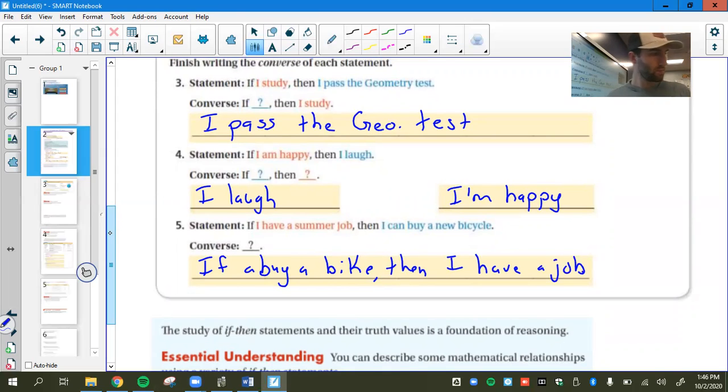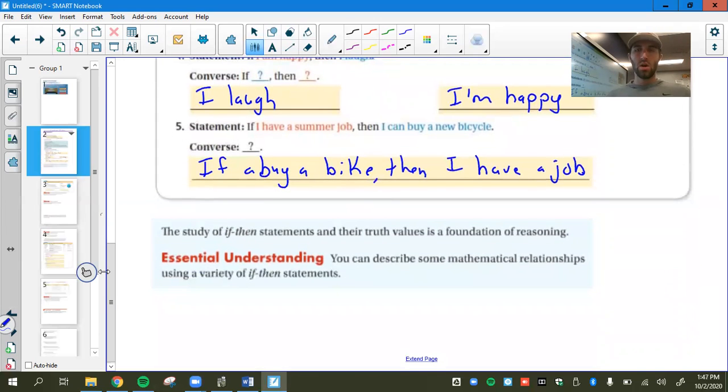All right. So conditional statements, if-then. The converse statement is kind of like the opposite. It changes the order. If I study, then I pass. If I pass, then I study. So you can describe some of these mathematical relationships with an if-then statement.